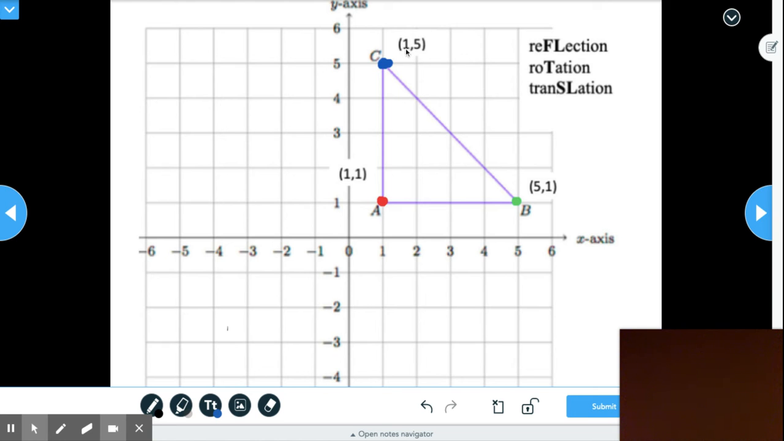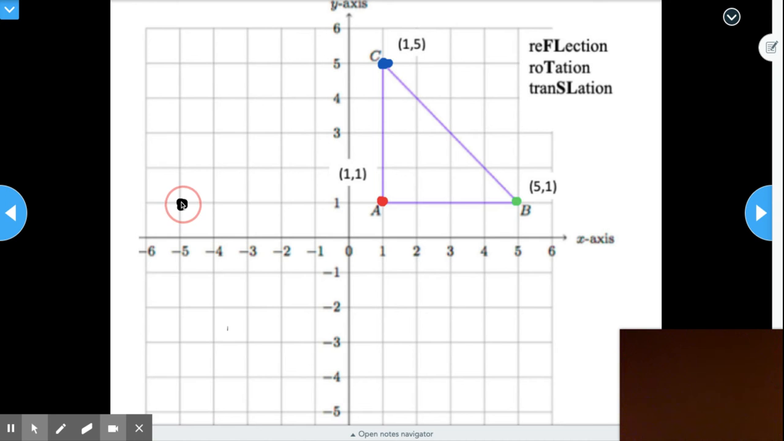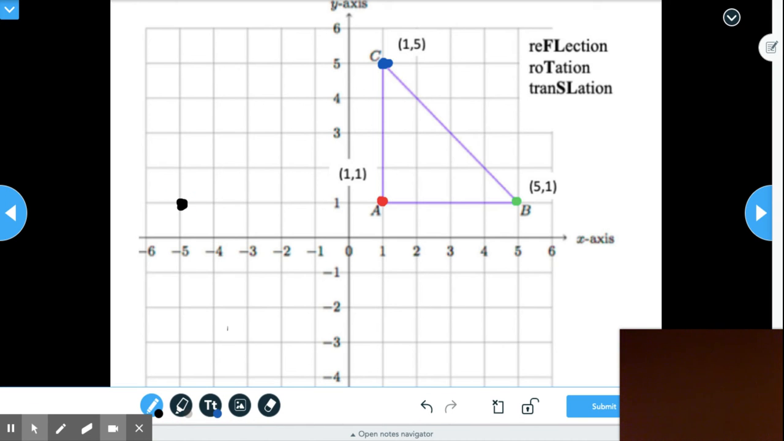So I'm looking at 1, 5, my x and y value. After a 90-degree rotation, the 1 and 5 switch. So I will have 5, 1, or negative 5, 1. Does that always happen after a 90-degree rotation? Absolutely, your x and y values always switch. So now we have negative 5, 1. Okay, we're not quite done.